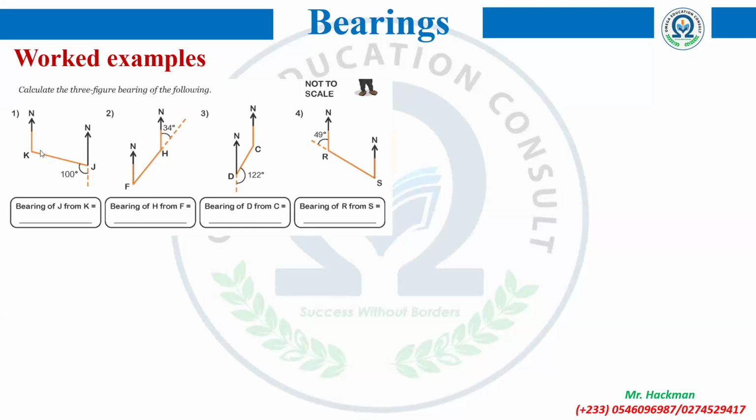That will form the bearing of J from K. So in that case, I can say that the bearing will be equal to 100 degrees. Is my point well made?